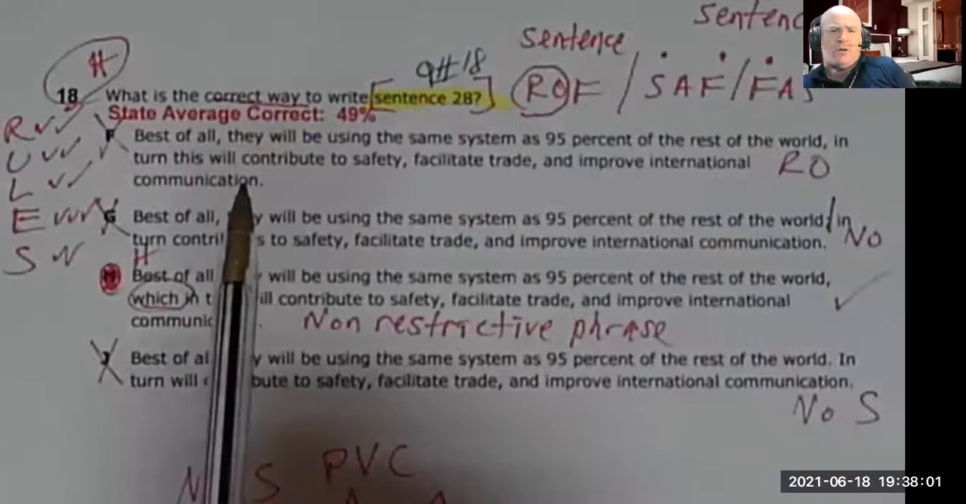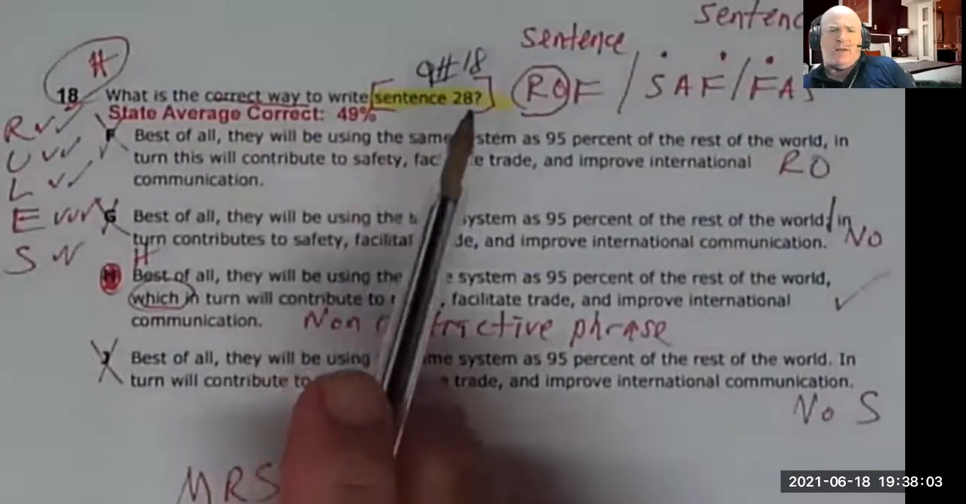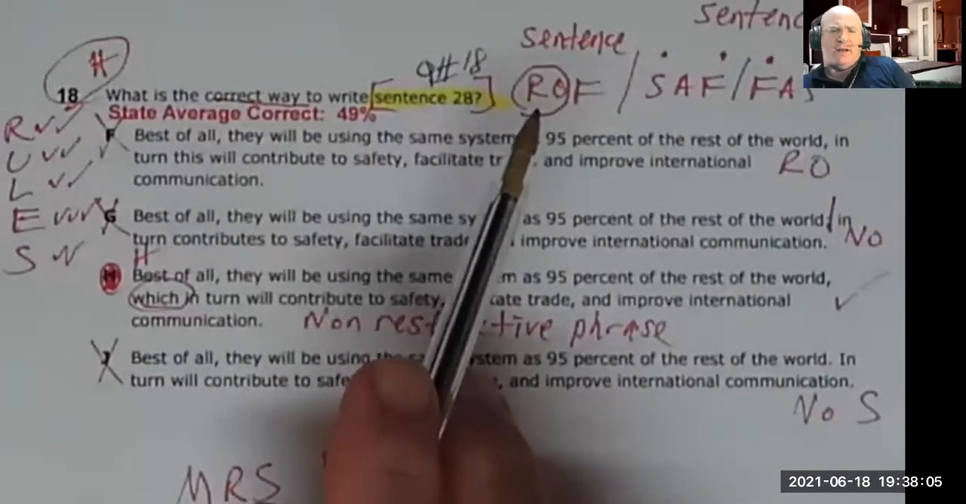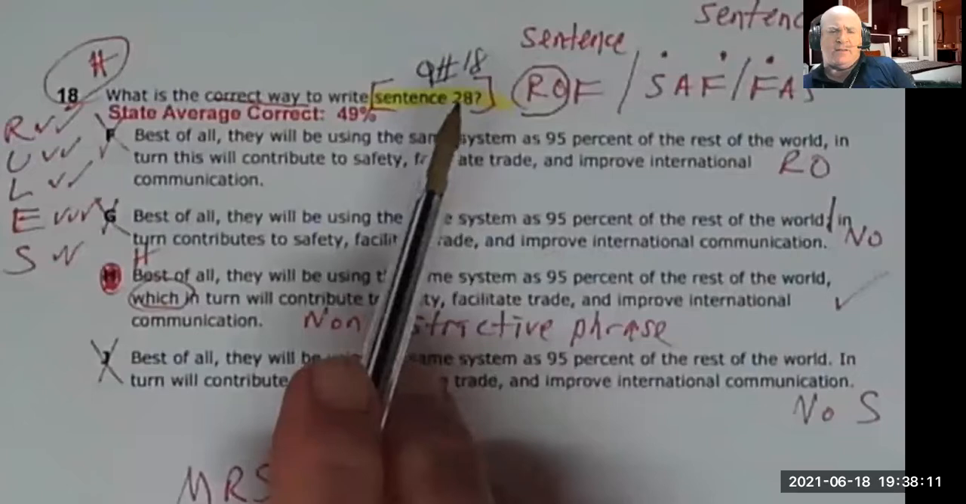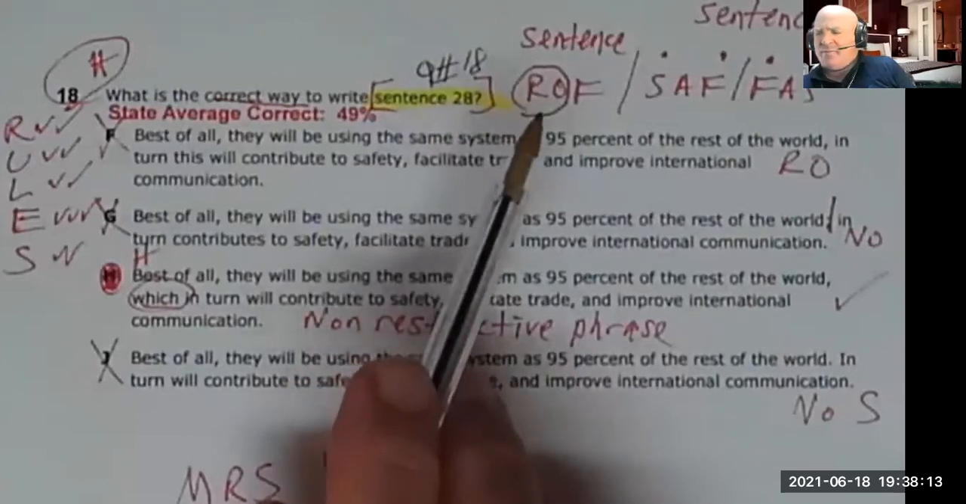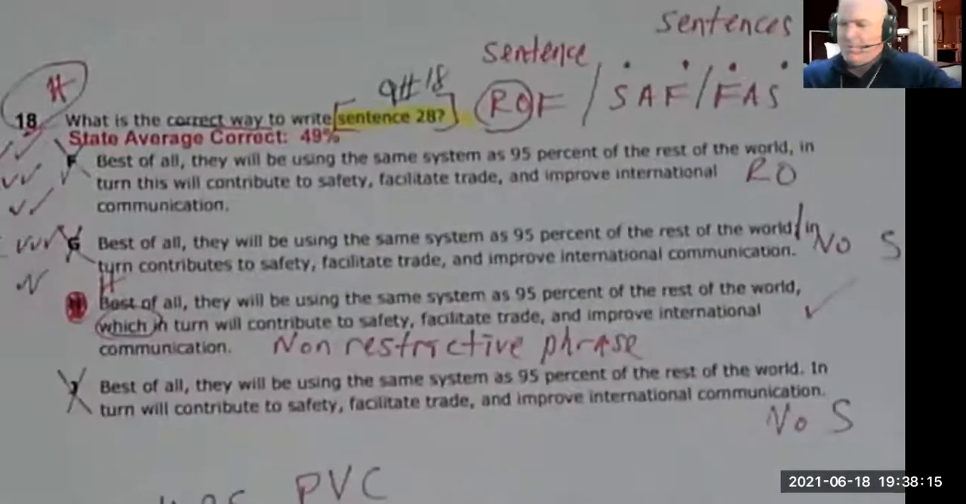That means there's something wrong with the sentence. And when I went to look at it, I told you that you can always count on it when it says correct and sentence, either a run-on or a fragment. So let's take a look at it.